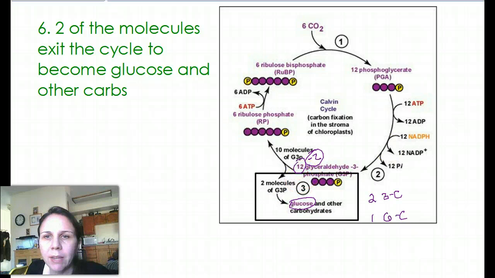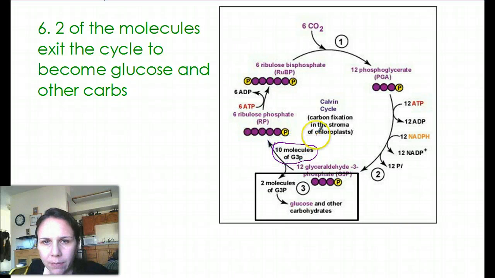So what am I left with? I'm left with 10, because 12 minus 2 is 10. So I've got these 10 molecules of G3P left. Alright, so now what do I do with those?